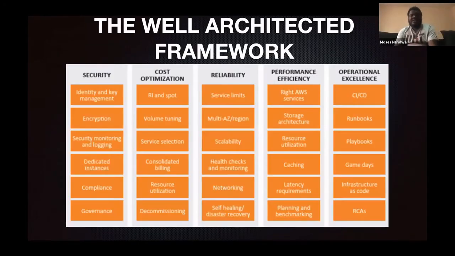And all these things that I've talked about come into something that AWS has, and it's called the well-architected framework. And in the well-architected framework, there are 5 pillars. So the 5 pillars are basically security, cost optimization, reliability, performance efficiency, and operational excellence.